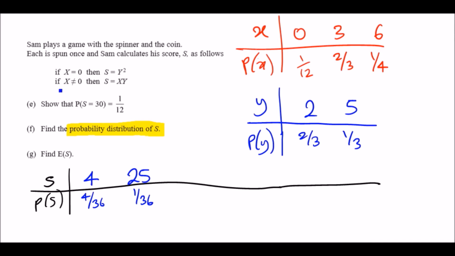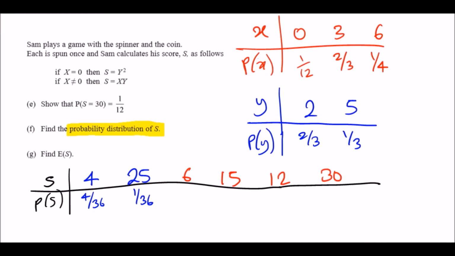Okay. Now let's look at the second case. Let me just put the red pen. So if x doesn't equal 0, then the score will simply be x times y. So we have combinations. We can say 3 times 2, which is 6. We have 3 times 5, which is 15. We have 6 times 2, which is 12. And 6 times 5, which is 30.